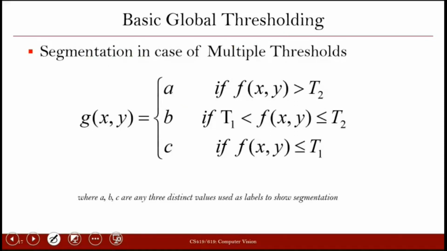So if you are using multiple thresholds, how will you perform the thresholding? In that case, based on the intensity and the relationship with the thresholds that we are using, we have to label the pixels. If you have, let's say, two thresholds, then there are three possibilities: one where the pixels are less than T1, another where they are between T1 and T2, and the third where they are more than T2. Since there are three possibilities, we are using three labels, A, B, C. The values of A, B, C can be anything. It doesn't matter. So A can be maybe 50, B can be 100, C can be 150, and so on.